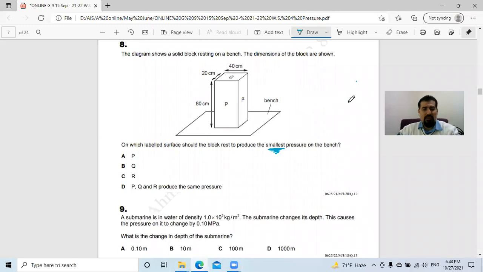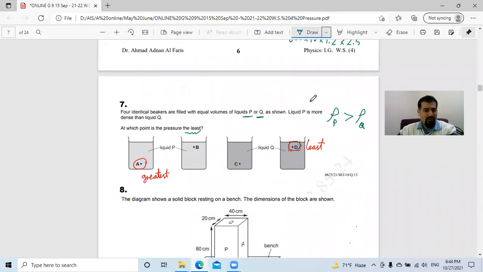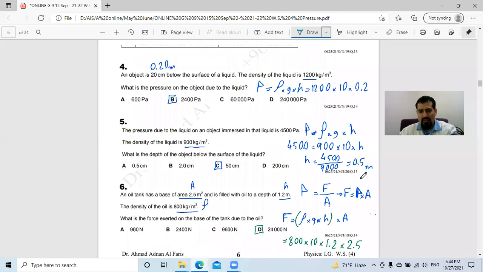Okay, I don't understand question 5. Let's go back to question 5. Right, question 5. The answer by using the calculator was half a meter, which means 50 centimeters.